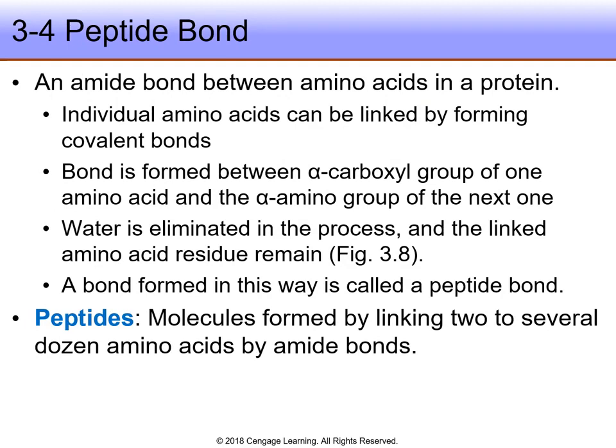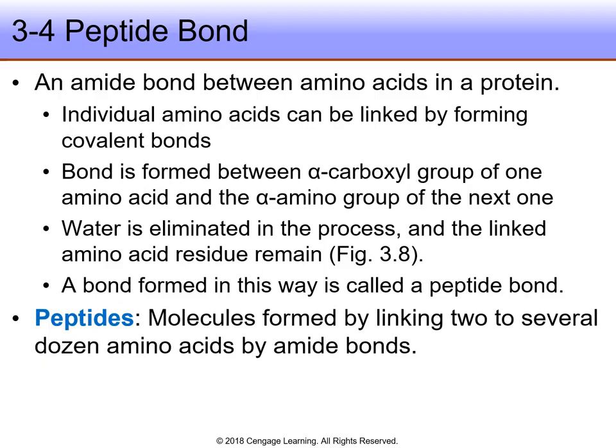Now the peptide bond is a bond which is formed between individual amino acids, where one water molecule is eliminated. It's an amide bond between amino acids in a protein. Individual amino acids can be linked by forming covalent bonds.